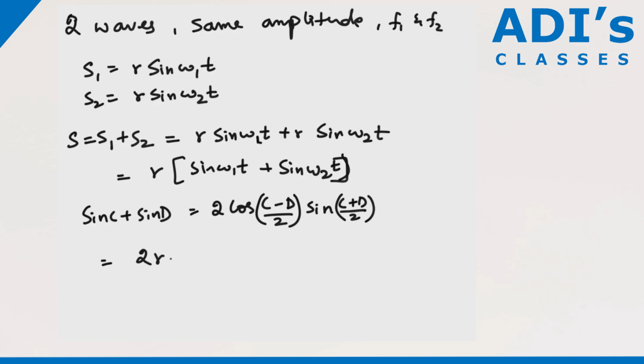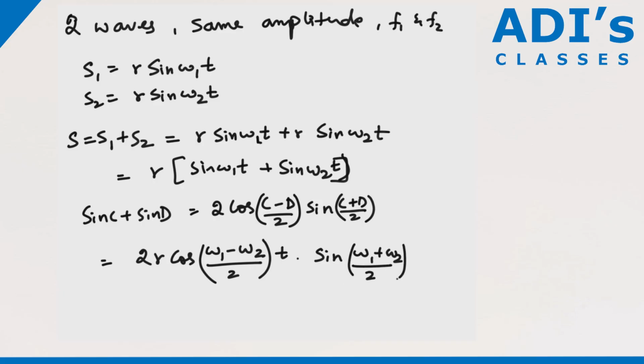See, I'll write omega 1 as 2 pi f1. If you want, you can write it as it is. In this case, it's going to become omega 1 minus omega 2 divided by 2, this into t, because omega 1 t, right? Into sine of omega 1 plus omega 2 divided by 2 into t. See, this is going to be the final one. Correct?